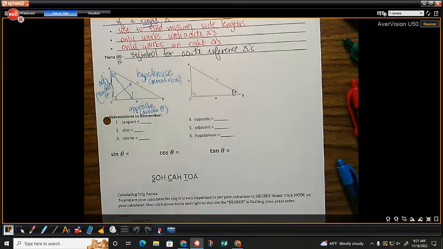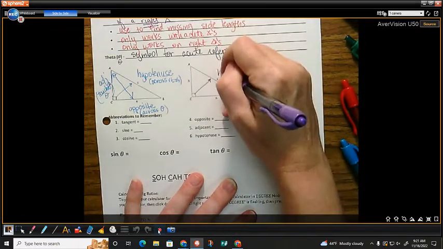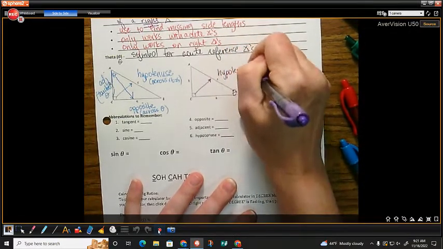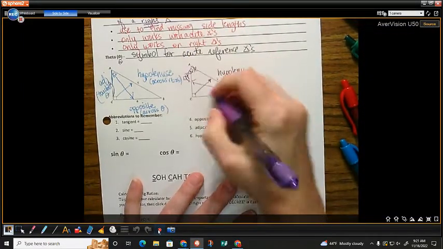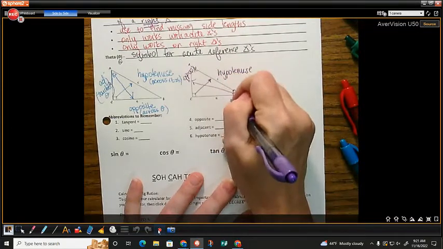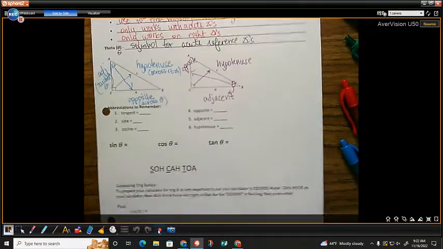I want you to label the hypotenuse, the side opposite, and the side adjacent. Go. I always do hypotenuse first so I don't make mistakes, but that's up to you. Because the hypotenuse is always across from the right angle, and that's just easy to find. Okay, now you look to see if yours match mine.